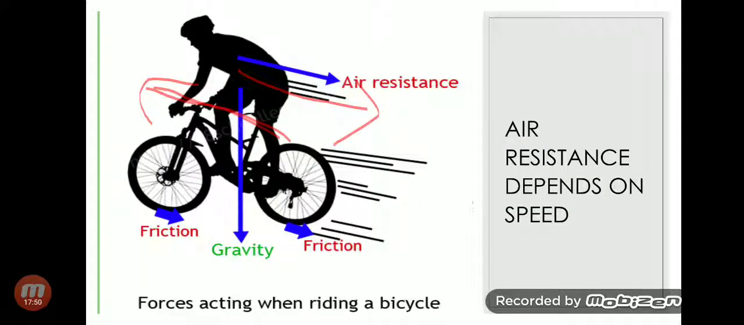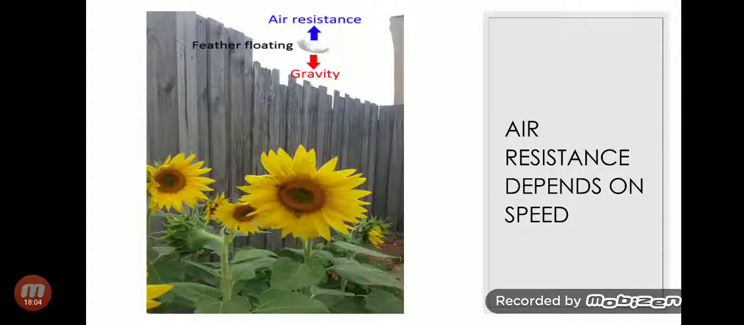In this picture, you can see that this cyclist is moving to the left side, and air resistance is applied on the right side, because more speed, more air resistance. This feather is floating very slowly, so it has less speed, and if it has less speed, it will have less air resistance. But still it falls very slowly on the ground. It is because of its weight, because it has very little weight.